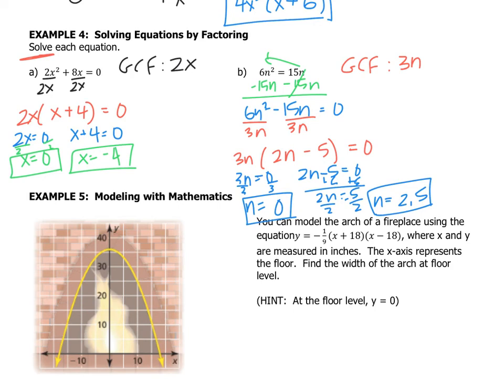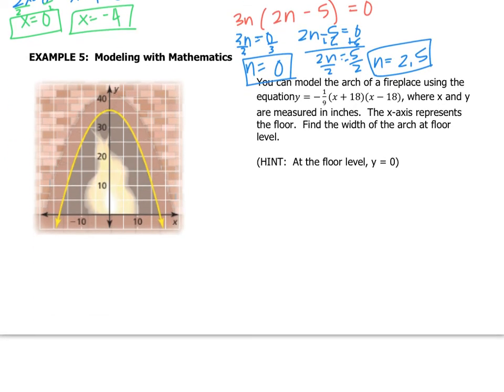All right, last one, then we're going to wrap this lesson up. You can model the arch of a fireplace using this crazy equation, where x and y are measured in inches. The x-axis represents the floor. Find the width of the arch at the floor. So what they want us to do is find this point right here and this point. You probably can't really see that. I'm looking for these two spots where it crosses the x-axis.